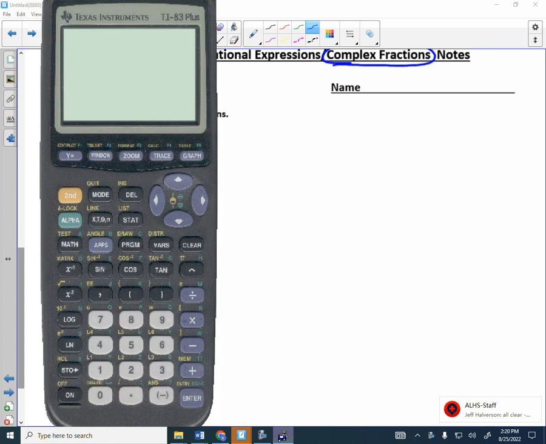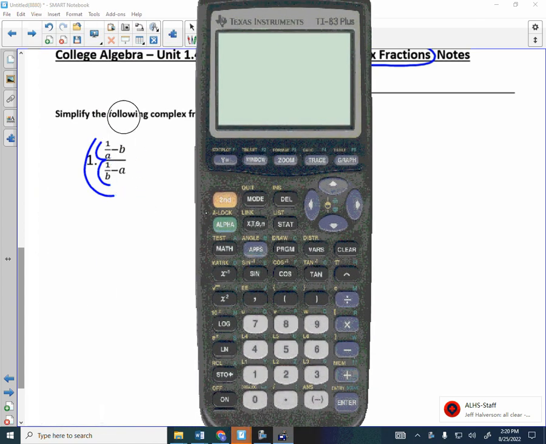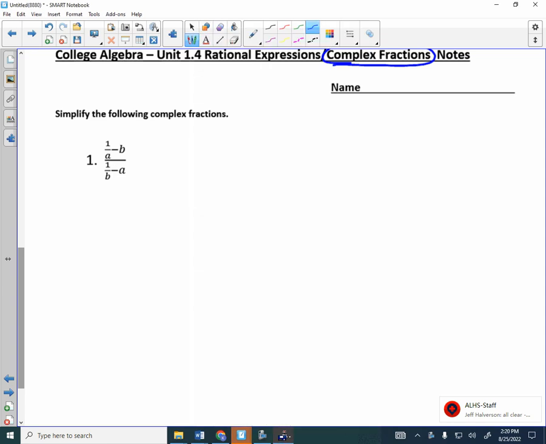A complex fraction is when you have a fraction within a fraction. We do not allow it to be expressed like that. It's the language of mathematics. If you ever have a fraction within a fraction, we say it is incorrect. We must resolve it. So the steps are always the same.